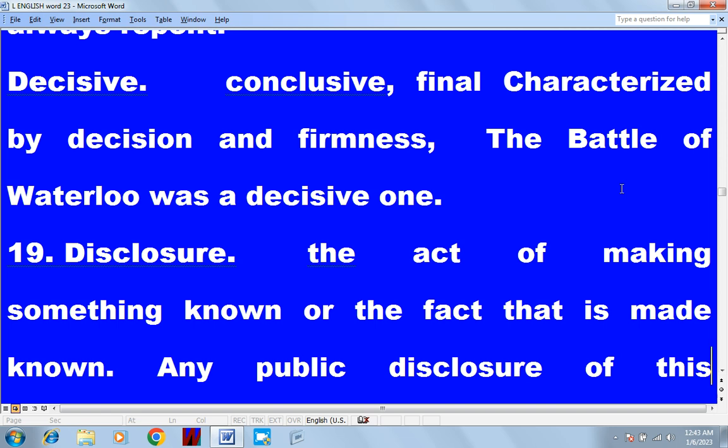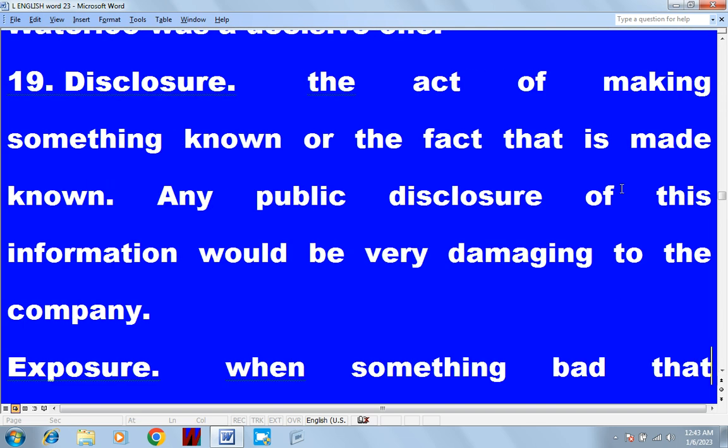Disclosure, D-I-S-C-L-O-S-U-R-E, disclosure, the act of making something known, or the fact that is made known. Any public disclosure of this information would be very damaging to the company or any country.